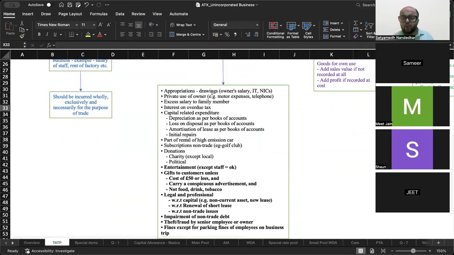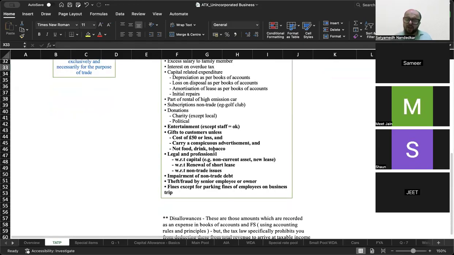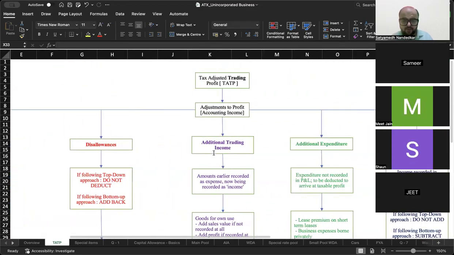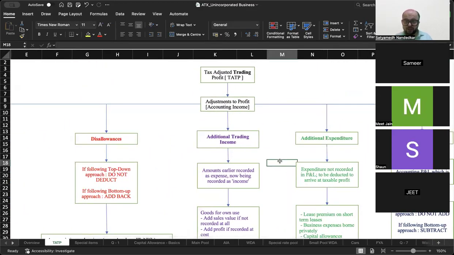Now, owner's withdrawal from the business, when the owner withdraws funds from the business, those are not allowed as a deduction because that is not an expenditure. Or interest on overdue tax, excess salary to a family member, or part of a rental of a high emission car, we have that provision discussed later. Or there are certain amounts specifically mentioned, as you can see in this table, in which case the income tax authorities are very clear that even if you debit these expenses to your P&L, you will not get a deduction while calculating the taxable income.